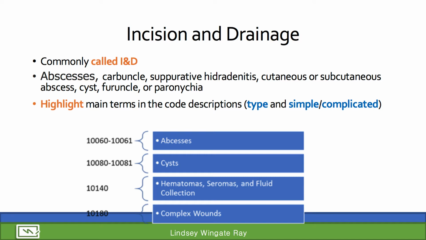Incision and drainage procedures are commonly called I&Ds. They are done for abscesses, carbuncles, hidradenitis, cutaneous or subcutaneous abscess, a cyst, a furuncle, or a paronychia. Go through this section and highlight the main term in the codes. Also, highlight if it was simple or complicated. The note must specify if it was simple or complicated.